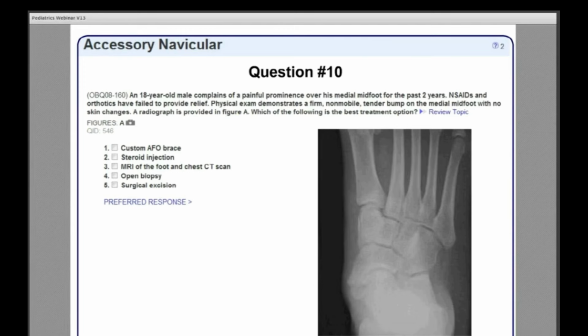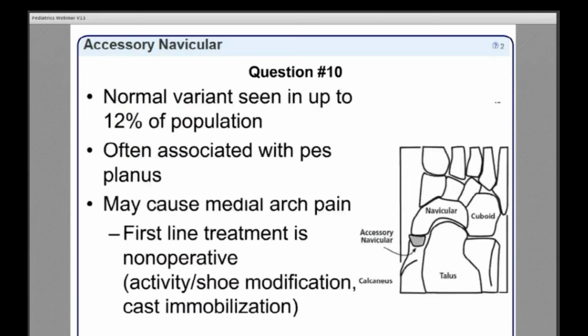So, this question requires you to make the diagnosis from the radiographs and know the appropriate treatment. The radiographs show an accessory navicular in a skeletally mature patient. This is a normal variant seen in up to 12% of the population. It's often associated with pes planus, and it might cause medial arch pain. And if it does, the first-line treatments are non-operative.